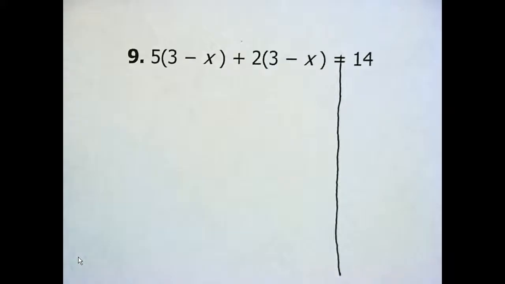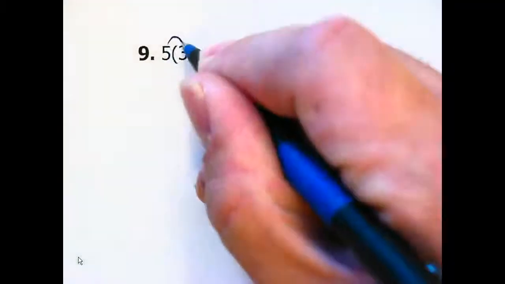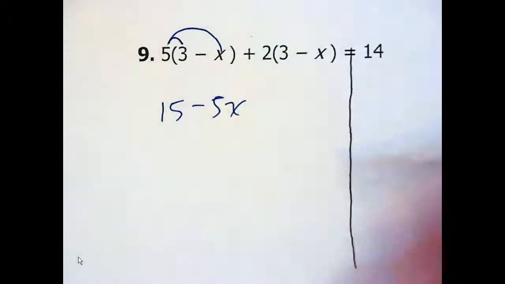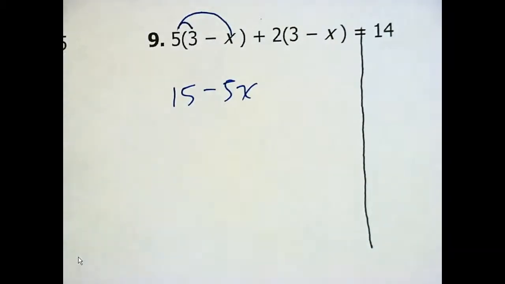All right. Here we go. What do I do? Yes, Kaylee. You distribute the 5. Good. So we distribute first. So we get 15 minus 5x. Now what? Someone on that side of the room. There must be extra gravity over there because the hands won't go up as easily. Could be. Logan.